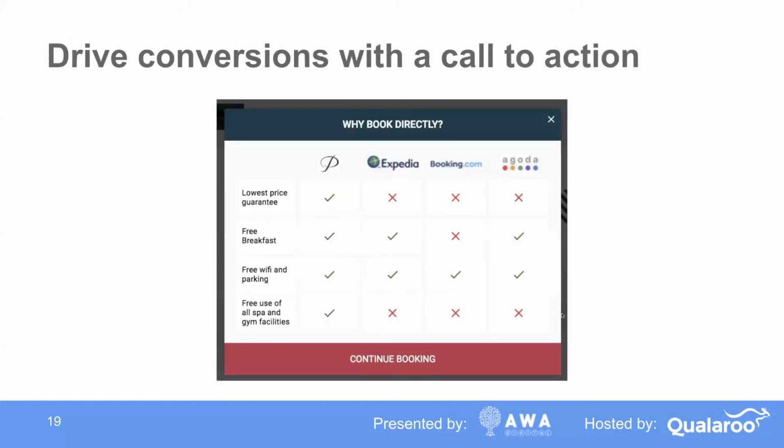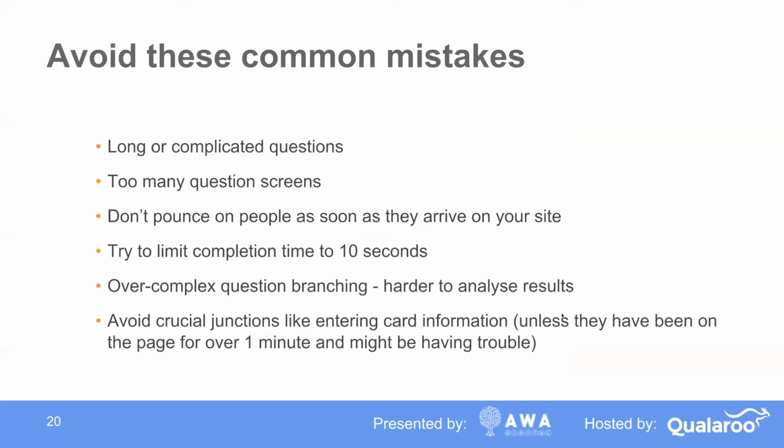You don't only have to ask a question. You can do things like this, which is actually use Qualaroo to drive a conversion directly. So this is an exit pop-up, but it's been formatted in this way, where it becomes a value proposition articulation. So you're about to exit the page, and there it is, a final attempt at winning you back before you exit. Why should you book directly on this particular hotel website? So great use of this tool.